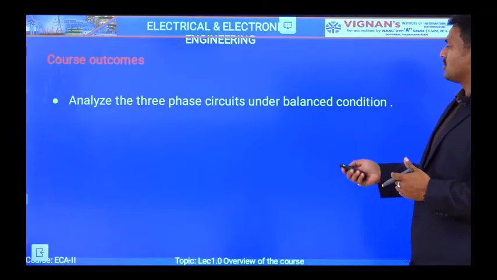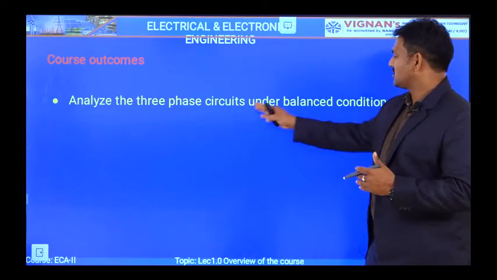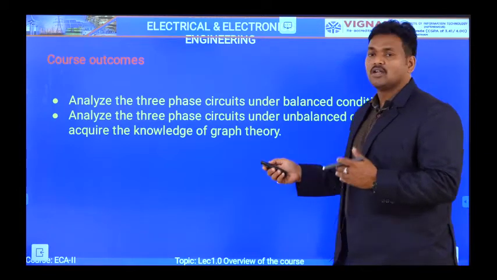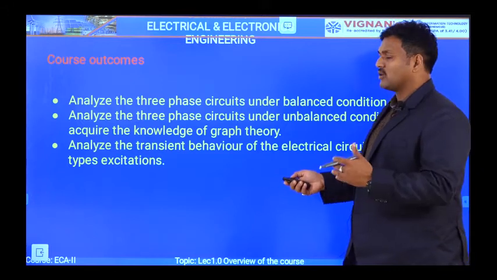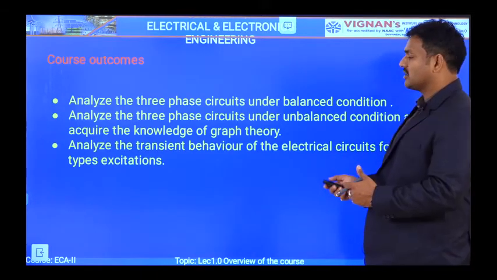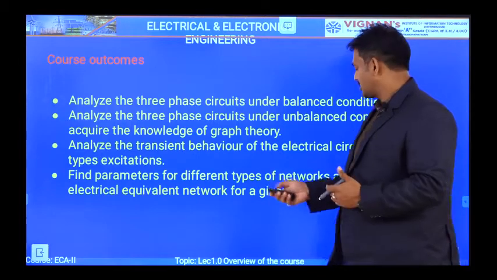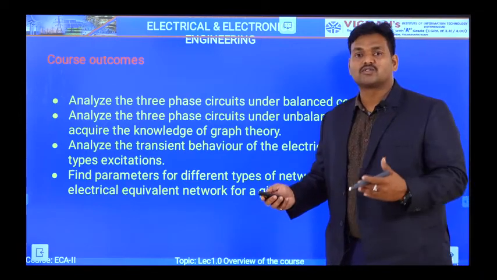The outcomes of this course: after completion of this course the student will be able to analyze the three-phase circuit under balanced condition as well as unbalanced condition, and you will acquire some basic knowledge about the graph theory. You will also be able to analyze the transient behavior of the electrical circuit for different types of excitation. The student will be able to find the parameters of different networks and realize electrical equivalent network from a given network transfer function.